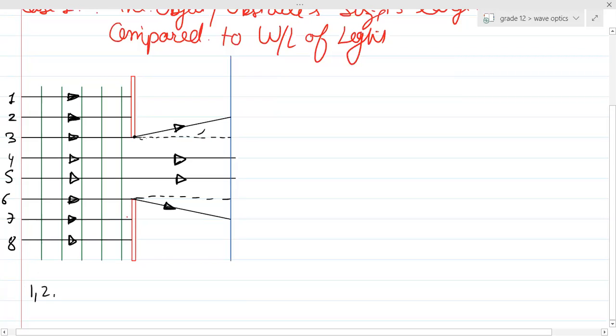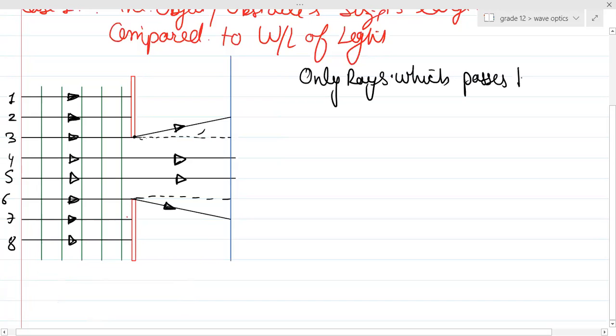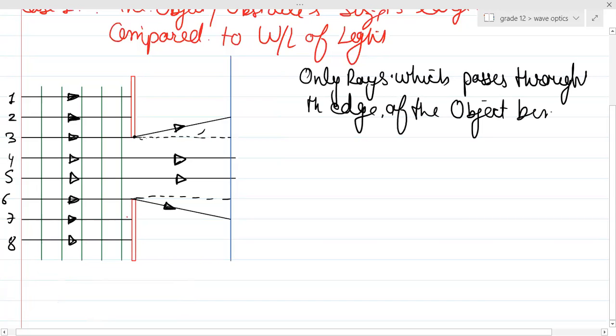Yes or no guys? समझ में आ रहा है थोड़ा बहुत? Shall I write which rays got blocked, or you understood this, right? So only rays which pass through the edge of the object bend into the shadow region due to diffraction.